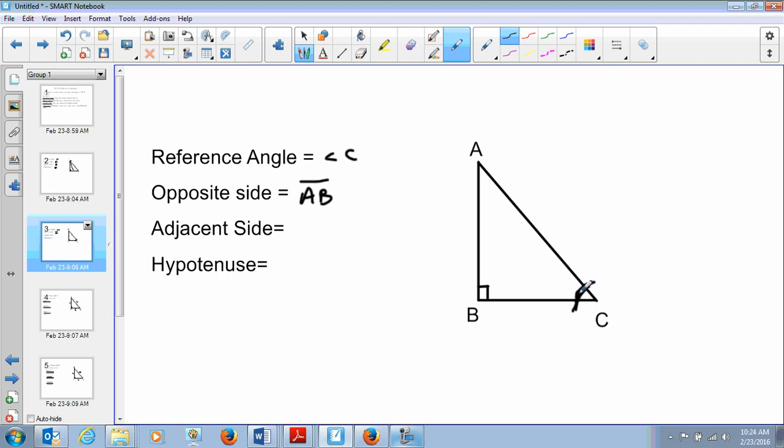The side that's adjacent to angle C is the one that's next to it. There's two sides that are adjacent to it, just one of them we call the hypotenuse. So the one that's adjacent to C, that's not the hypotenuse, is going to be BC. And then the hypotenuse, again, that's the only thing that doesn't change. The hypotenuse of that triangle is still AC.